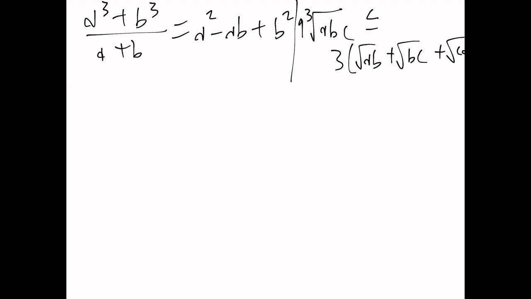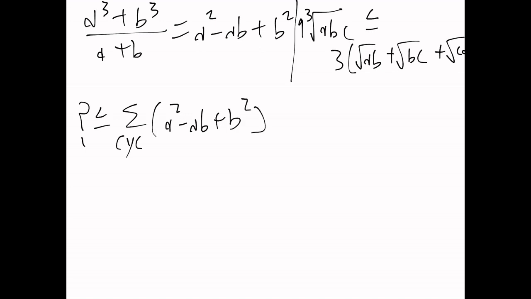Right, and so we know that the whole thing here, I'll just call it question mark or whatever, is less than or equal to the cyclic sum of a squared minus ab plus b squared, plus 3 times the square root of ab plus square root of bc plus square root of ca. Okay, cool.